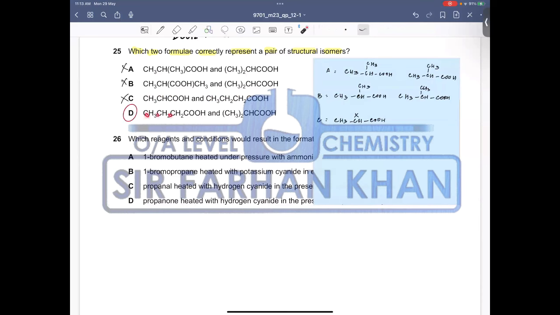We have a total of 4 carbon atoms. So both of them have the same number of carbon atoms, which means both of them have the same molecular formula but different structural formula. Let's talk about the structural formula of option D. This is CH3, CH2, CH2, and COOH. And this is going to be CH3, CH, CH3. This is the chain isomer.